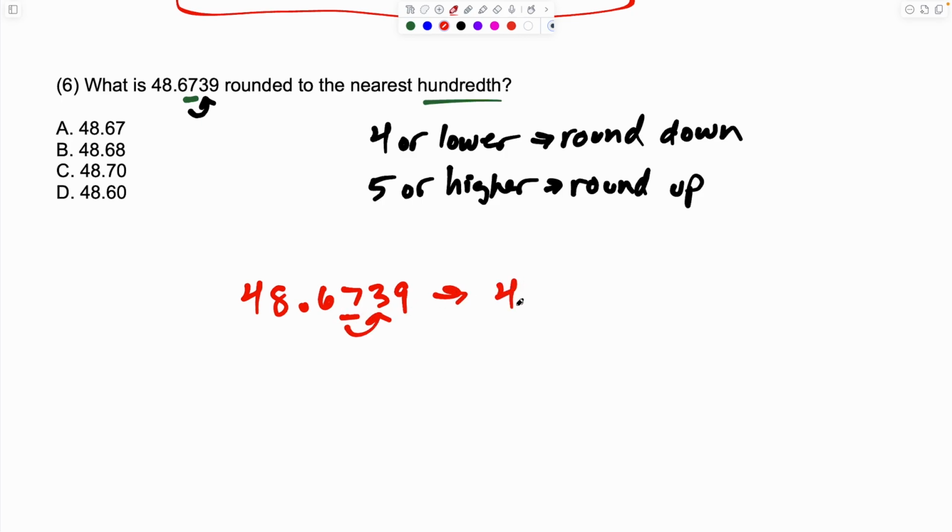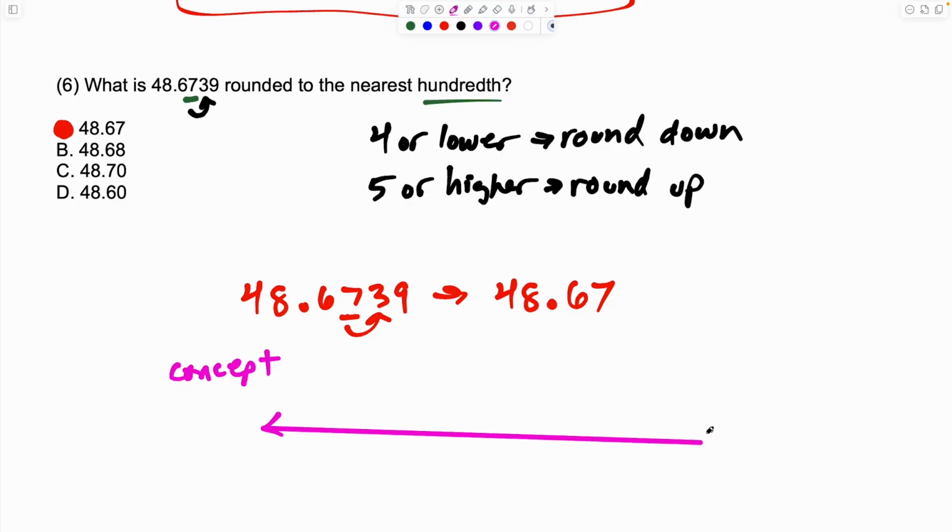So we're going to round this down to just 48.67. And this would give us choice A. But let's say the concept here is not making sense. Like, what is actually happening here? So for the concept, I like to just imagine the number line. Okay, so we imagine the number line.